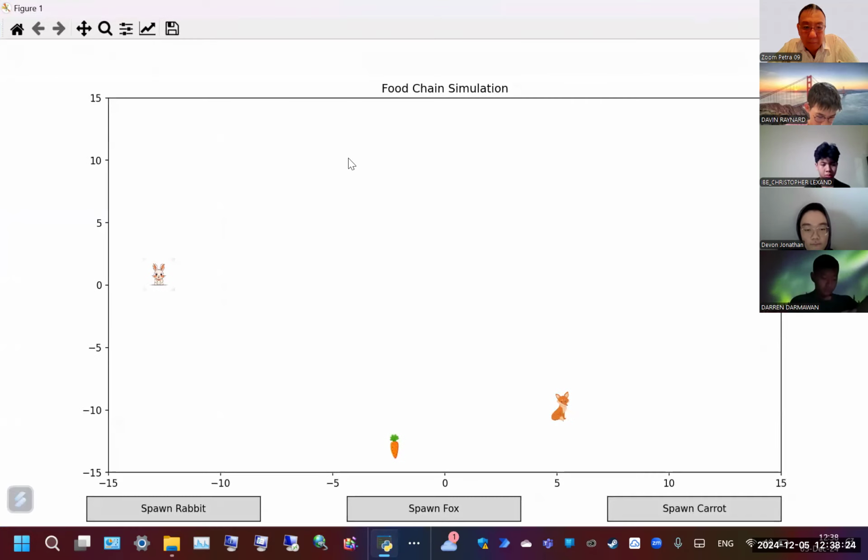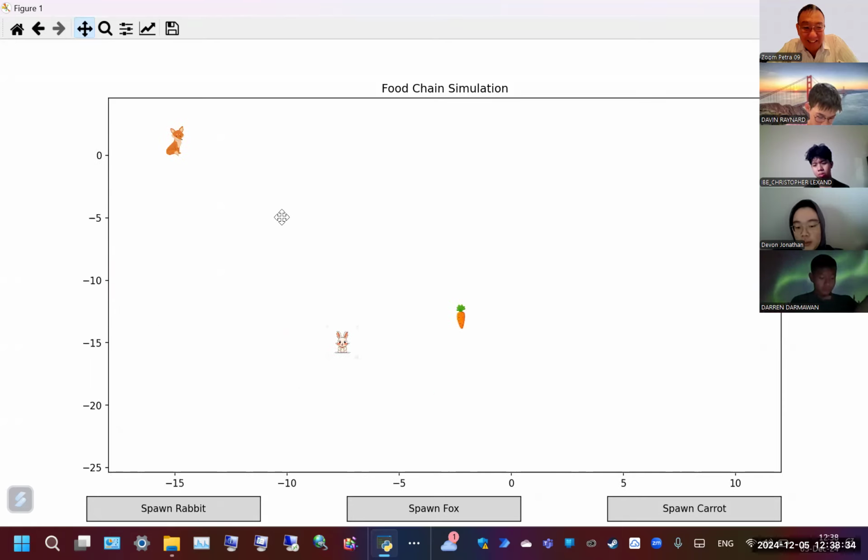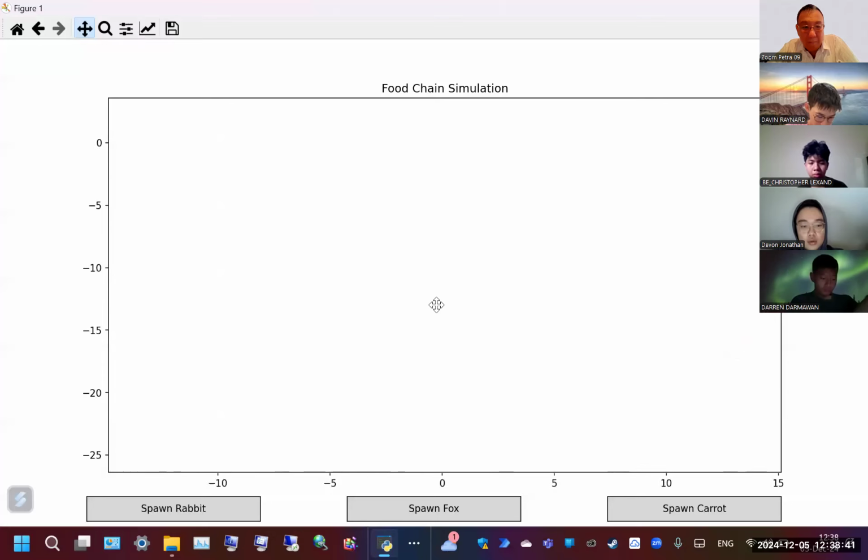And then I think this one is the right one. Oh yes, this is the right one. Sorry, I got the wrong code. So this one is the one. The rabbit will run away as it senses the fox, and there you will see the fox will eat the rabbit.